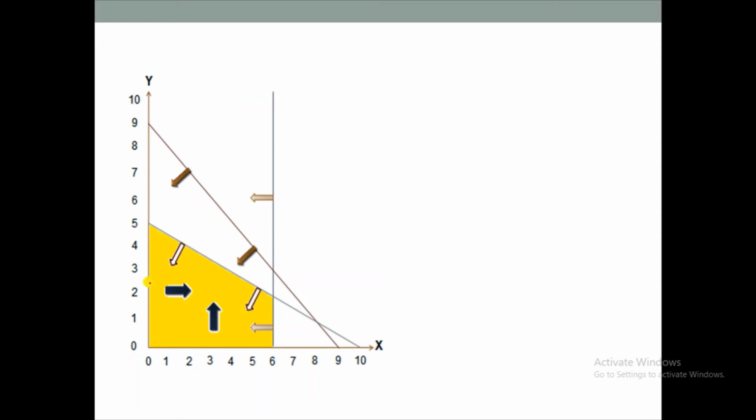So totally we are going to get this common region. Now if you take any point in this yellow region, it will satisfy all the limitations by all these lines. Suppose I take a point here, it will not satisfy the limitation by this line or by this line. If I take a point here, it will not satisfy the limitation by this line. So this common region is called the feasible region.